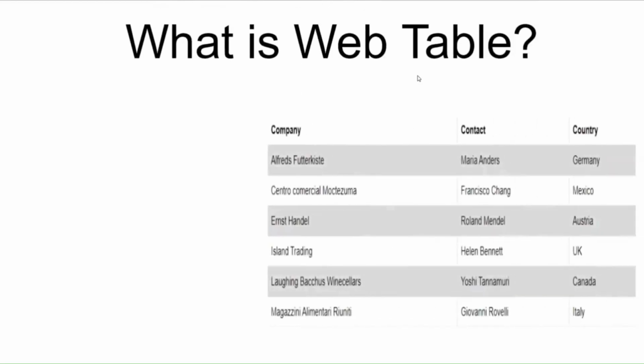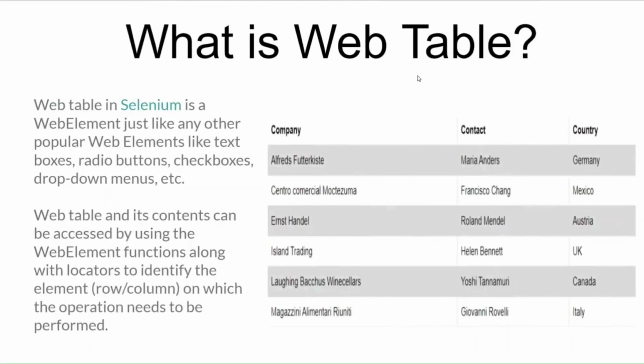Let us first understand what a web table is. A web table is a table on a web page. That is, your data is represented in tabular format with the help of rows and columns, where each cell is represented by some row number and column number. So in Selenium, a web table is simply a web element and we will be performing web element functions in order to access the content of that table.